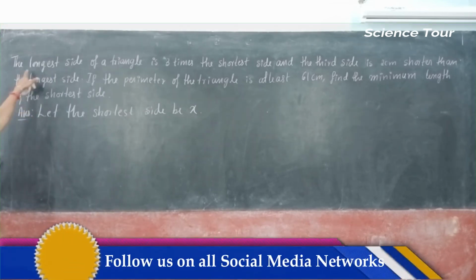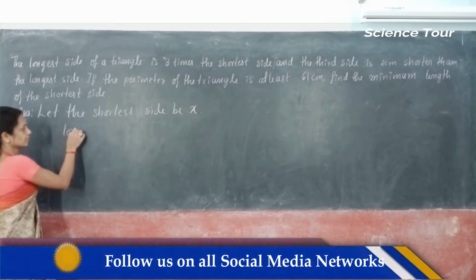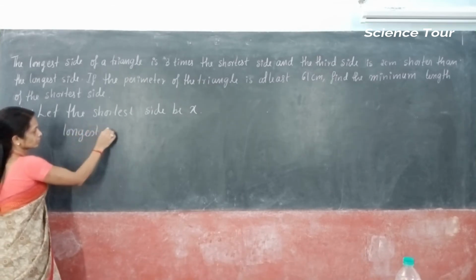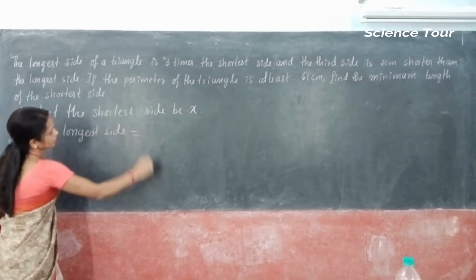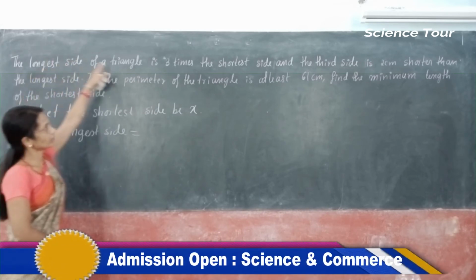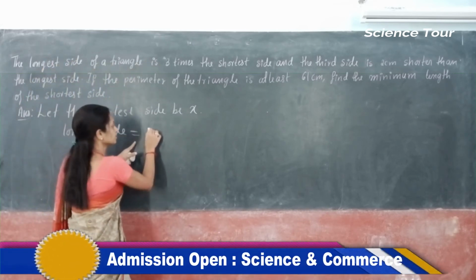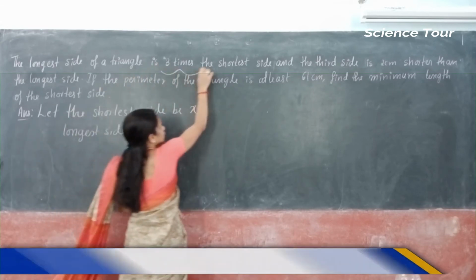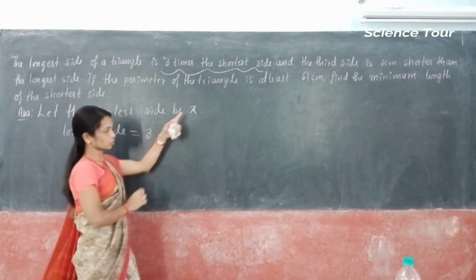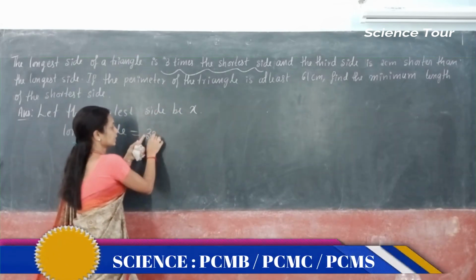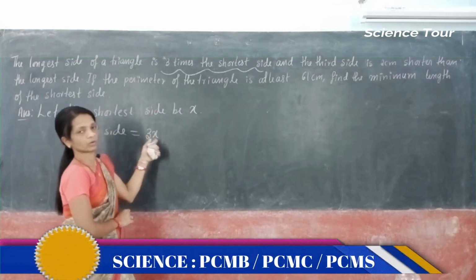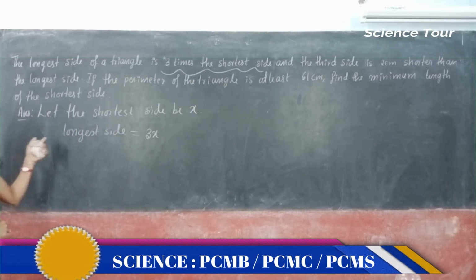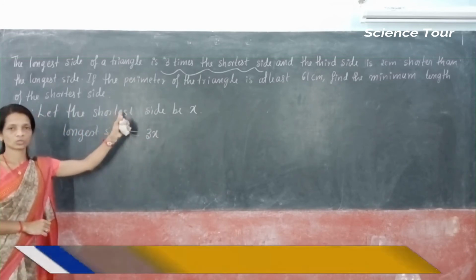Before that, the longest side of a triangle is 3 times the shortest side. The longest side we take as the second side. The longest side is 3 times the shortest, and the shortest one we have taken as x. So 3 times the shortest means 3x. That is the longest side. Longest side is 3 times the shortest side.